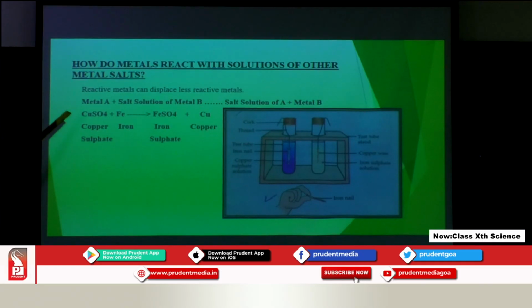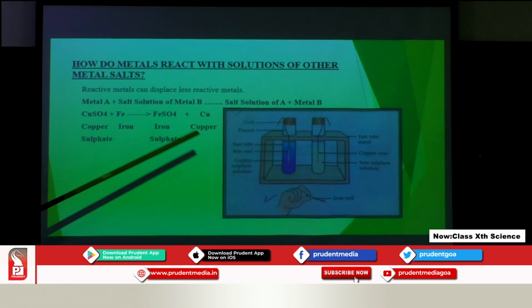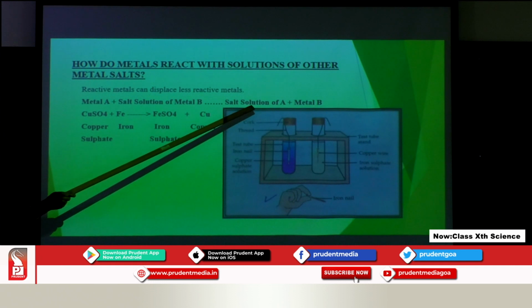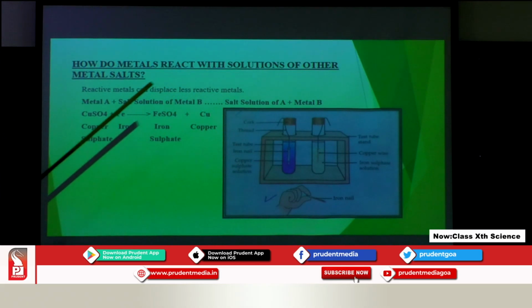Suppose we have metal A and the solution is of metal B. Now, metal A is highly reactive. What will metal A do? Metal A will displace metal B from the solution, and we will get the solution of A, and metal B will be given out.